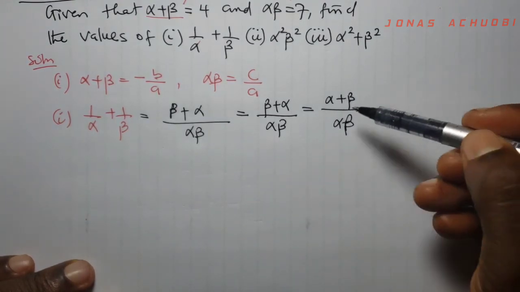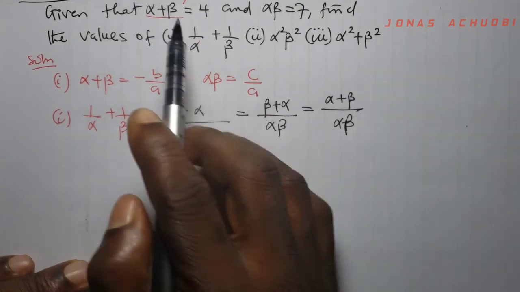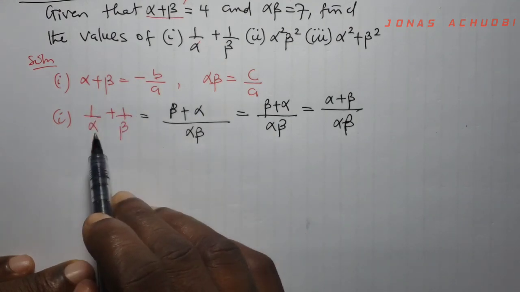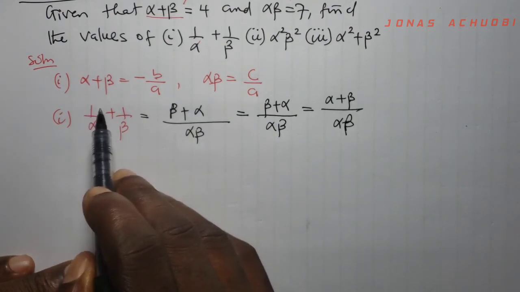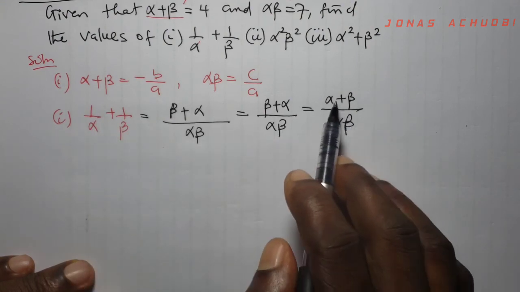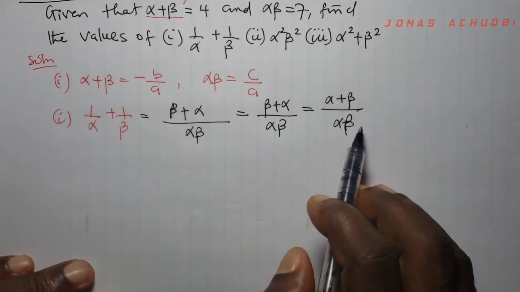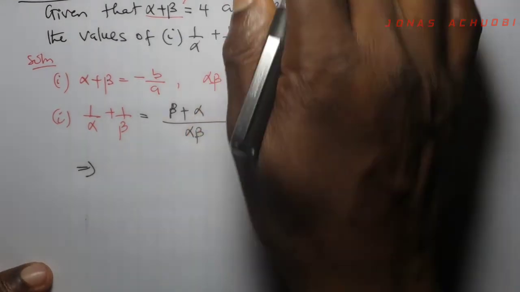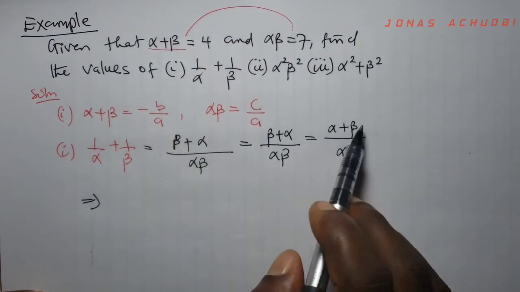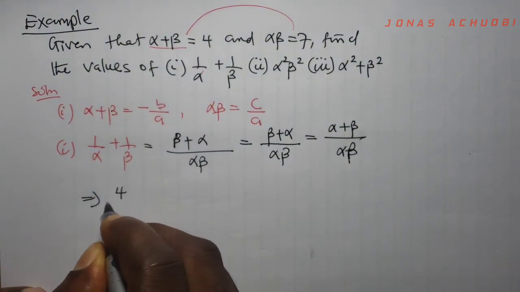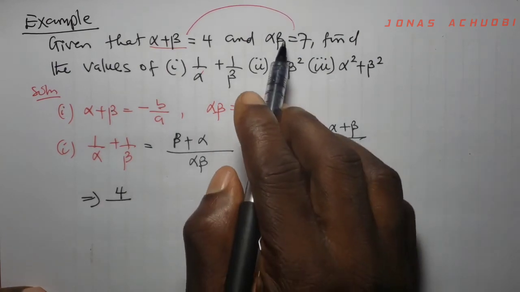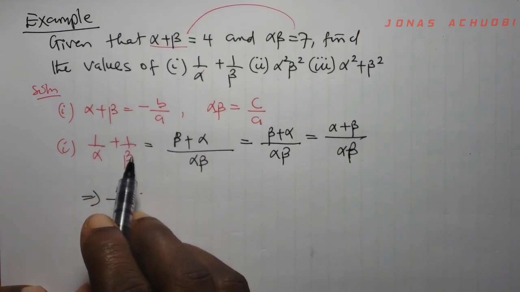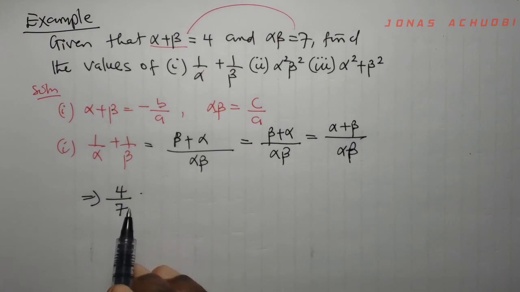Now what do you see? We now have two terms. The first term is alpha plus beta, which we know. The second term down is alpha beta, which we know. So from 1 over alpha and 1 over beta, which we do not know, since we don't know what alpha and beta are, we now have alpha plus beta over alpha beta. We are told in the problem that alpha plus beta is 4. So alpha plus beta is equal to 4 over alpha beta. Alpha beta is 7. Therefore, 1 over alpha plus 1 over beta is equal to 4 over 7.